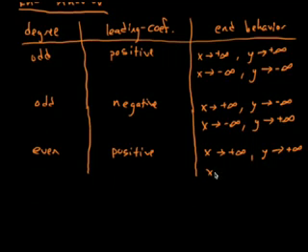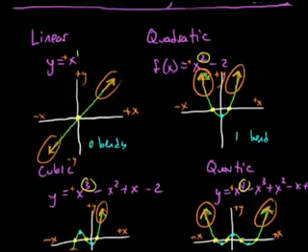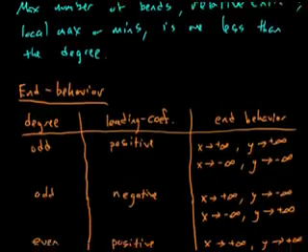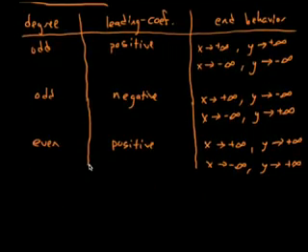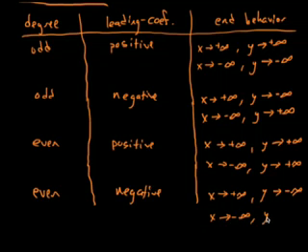And when x went negative, y was still going positive. Remember that it opened in the same direction for both cases, right? So both of these were going upwards no matter which direction, left or right, we were going. And lastly, we've got the even and negative. Right, so that would be like our upside down parabola, where whichever way x is going, it's going down, right? So y is going negative for both of these cases.